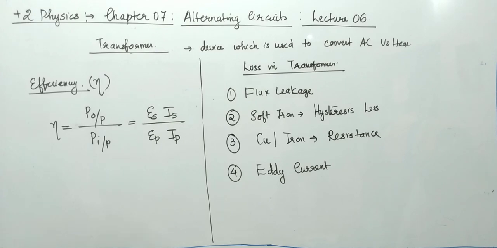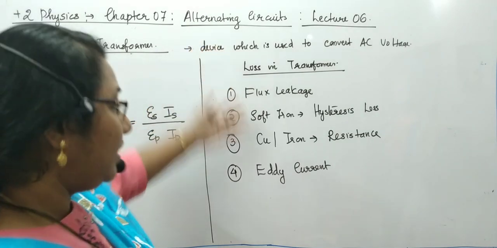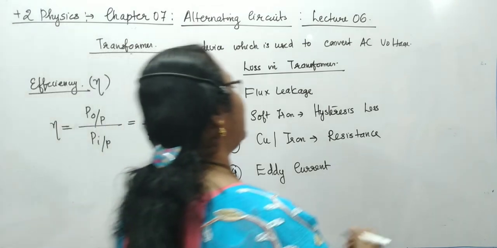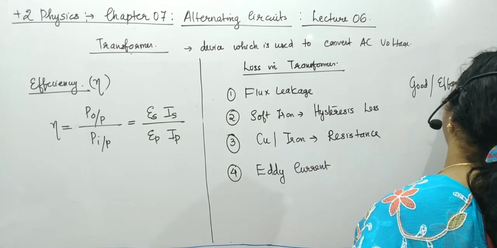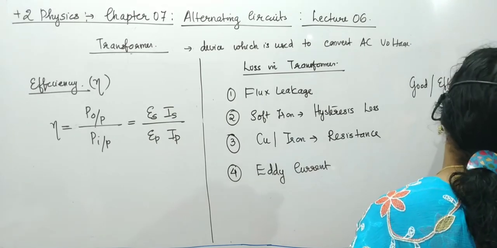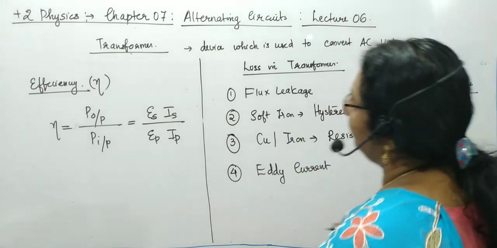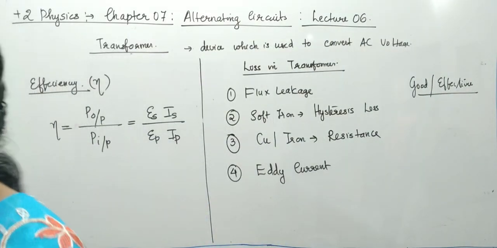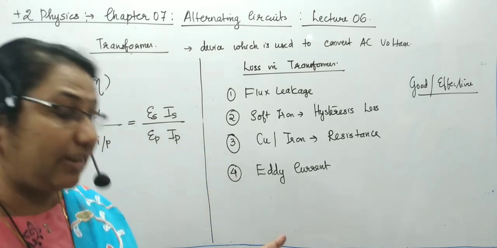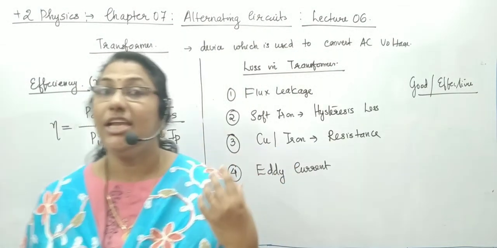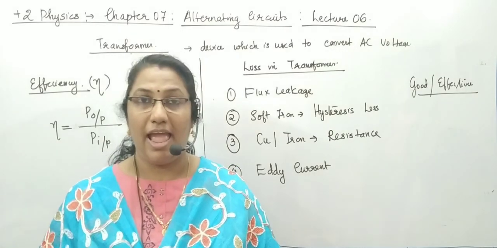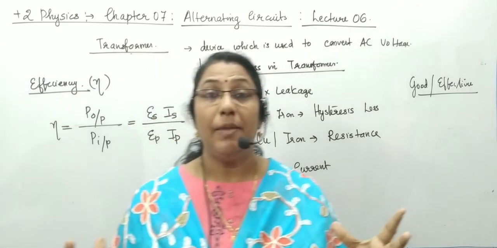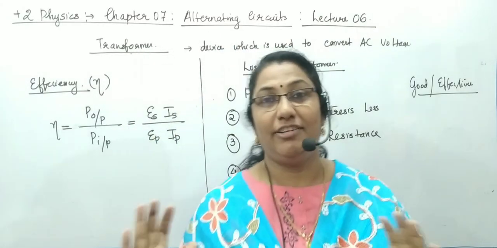Even though there are such losses, the transformer is a good, effective device. Clear? Even though there are a little bit of losses due to the materials and the working principle, it is still a very good device. So we have completed the transformer and also the AC coil. This was the last topic of alternating circuit.